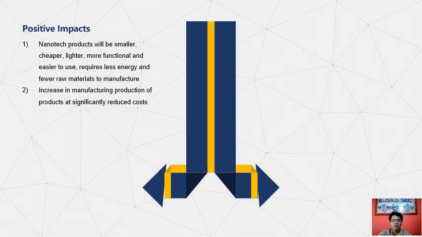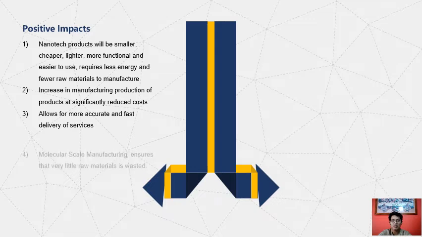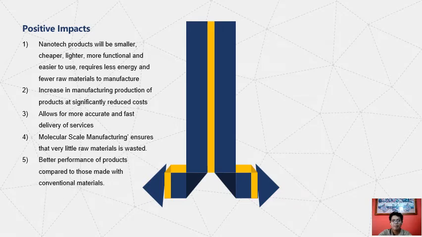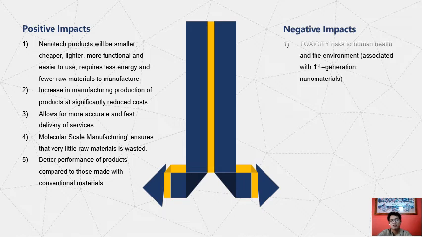Second, it increased manufacturing production of products at significantly reduced cost. Third, it allows for more accurate and fast delivery of services. It also, at a molecular scale manufacturing, ensures that very little raw materials is wasted and better performance of products compared to those made with conventional materials. So those are some of the positive impacts of nanotechnology. Now let's proceed to the negative impacts.